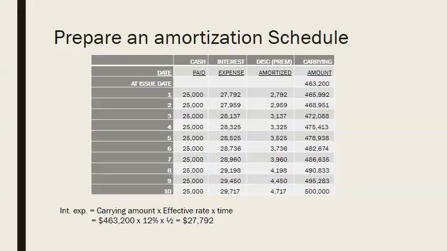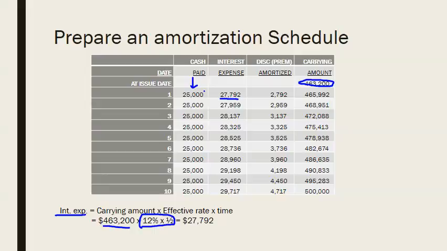Let's prepare an amortization table. In the amortization table, we start out using the price of the bond as our starting point. That was from the previous slide. You'll also notice the cash paid column is the same: $25,000 all the way down the table. So the only thing we have left to compute is the interest expense column, shown down the bottom here. We take the carrying amount, which is your beginning price, times, in essence, half of the effective rate to get our interest expense.